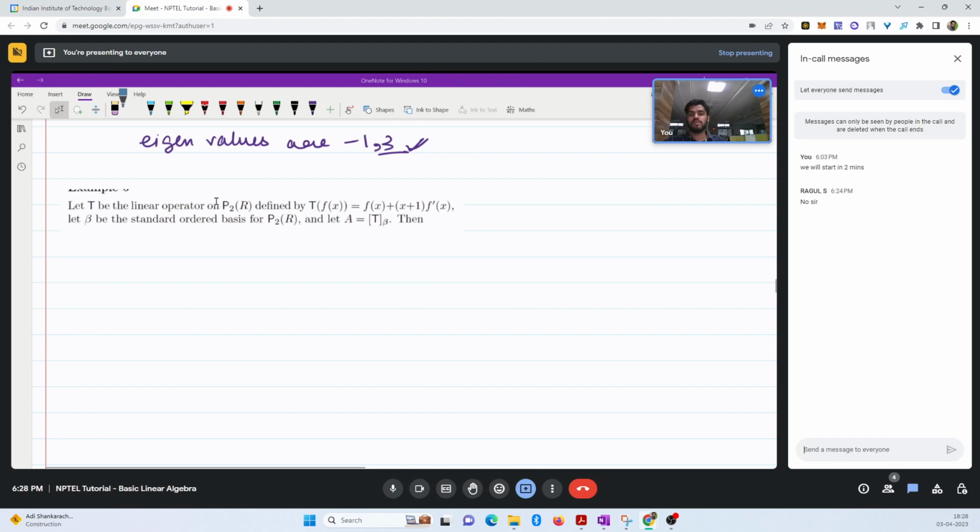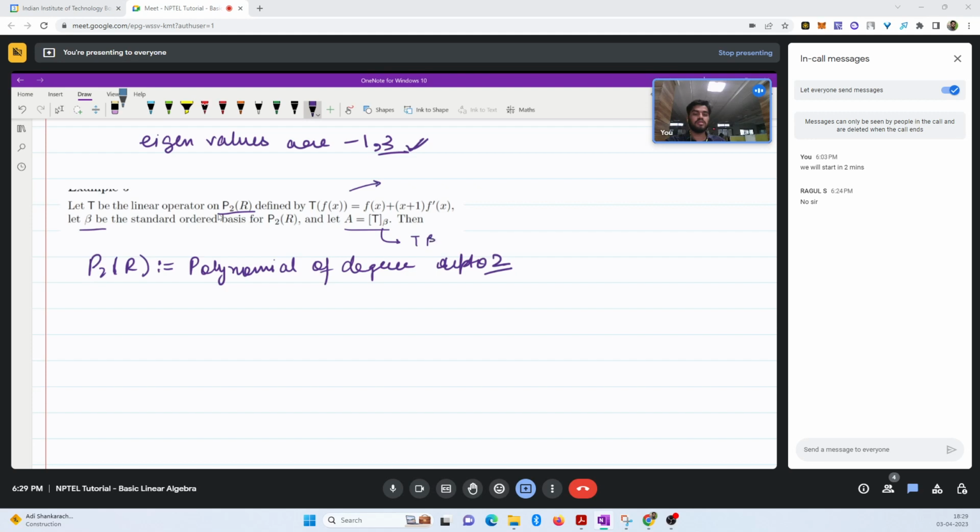So here we have P2R. I think you would probably be aware of what P2R is. P2R is polynomials of degree up to 2. This is the transformation that is given to us, and beta is the standard ordered basis and A is T of beta. Then we have to find eigenvalues for this.